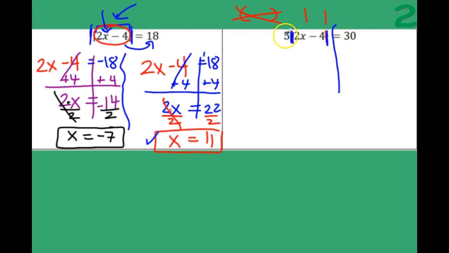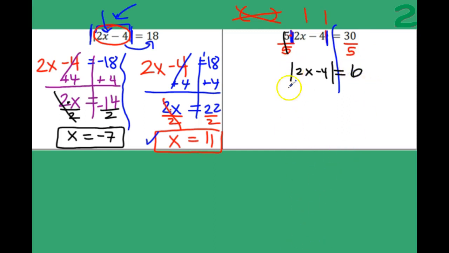So how do we get rid of that 5? Well, it's touching the parentheses, so I know it's multiplied. The opposite of multiply is divide. So we're going to divide by 5 on both sides. 5 divided by 5 eliminates. So inside my absolute value I have 2x minus 4. And then 30 divided by 5 is 6.